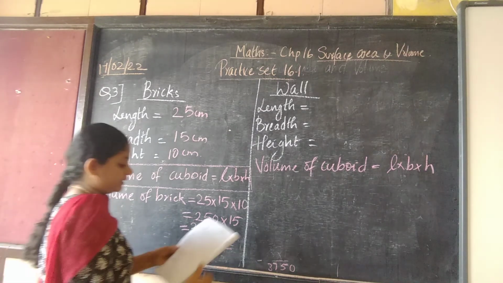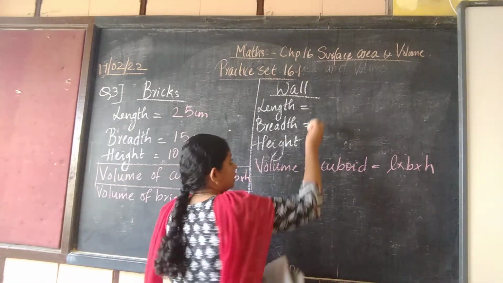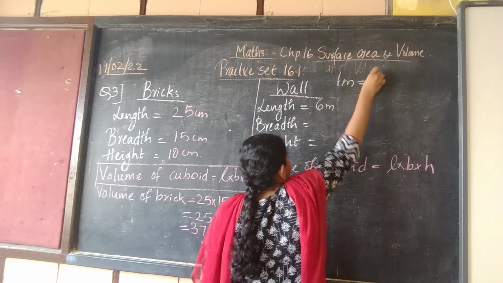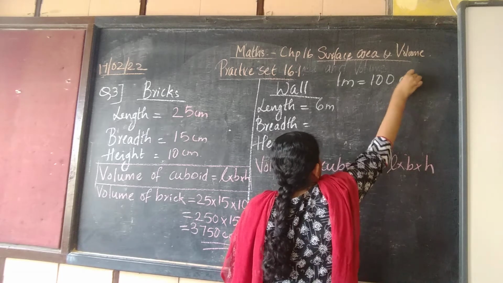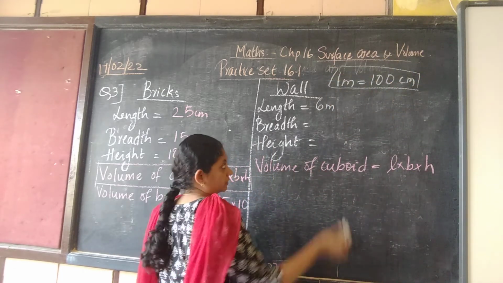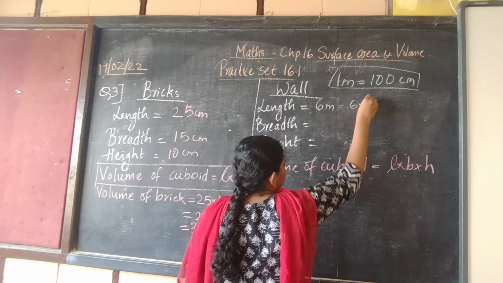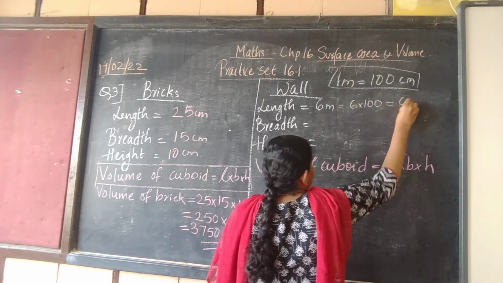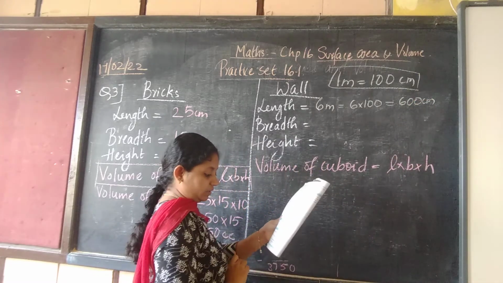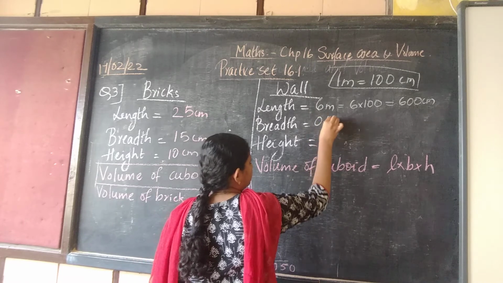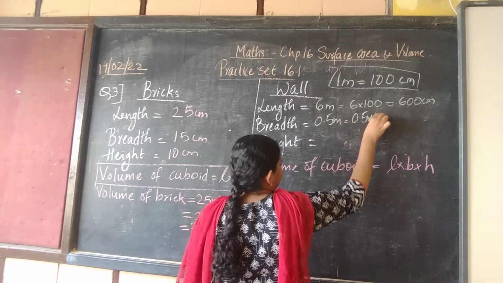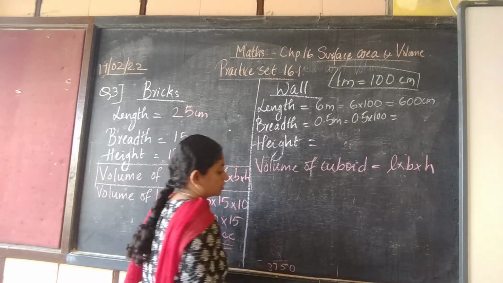Now we shall find out for the wall. For the wall, what is the length given? 6 meter. Okay. 1 meter is equal to 100 centimeter. You should know all this. It's very important to solve it further. So that is 6 into 100 is equal to 600 centimeter. Breadth is given as 0.5 meter. 0.5 into 100 is equal to how much?